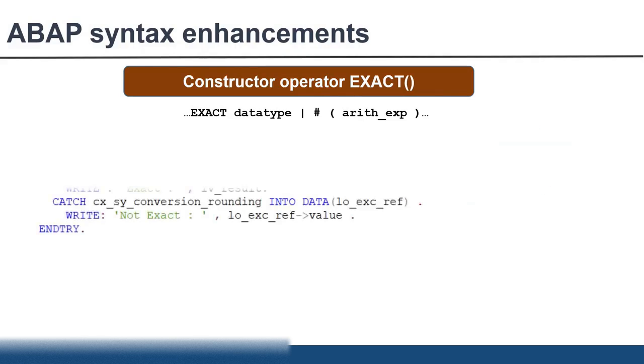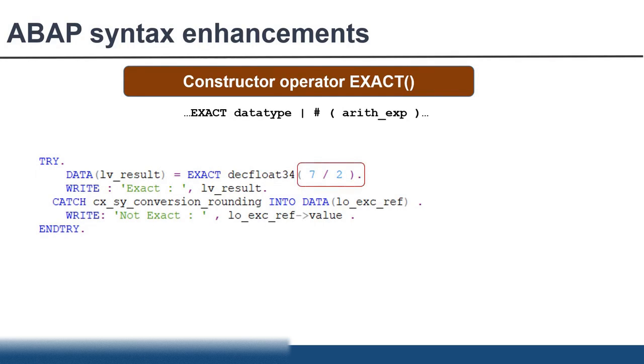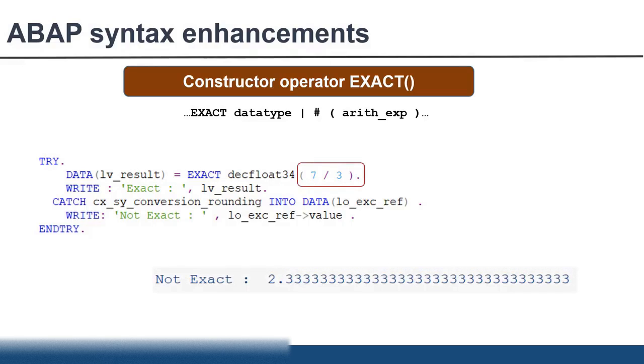An example would be best to understand. In this example, 7 by 2 has exact value 3.5. Hence, no exception is raised and we get the output. In other words, if we replace that with 7 by 3, whose result is not an exact value, an exception is raised.